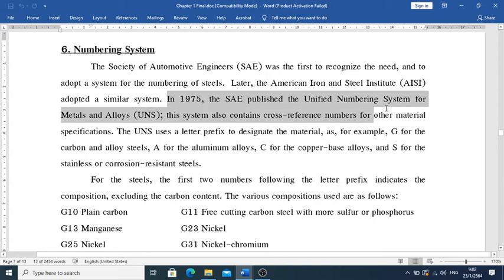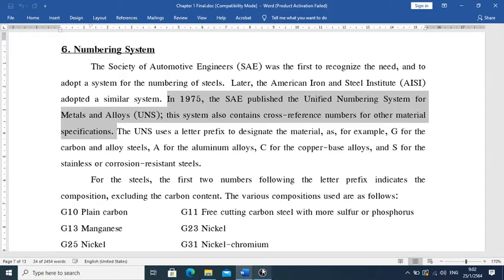Then in 1975, SAE published the UNS, or Unified Numbering System for Metals and Alloys. This system also contains cross-reference numbers to other material specifications. But of course, the UNS is not as popular as AISI and SAE respectively.